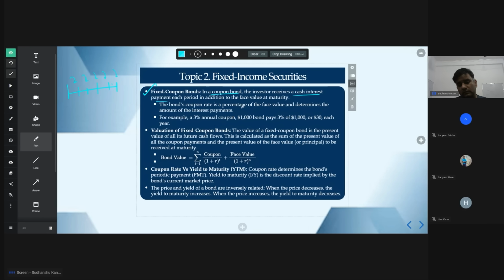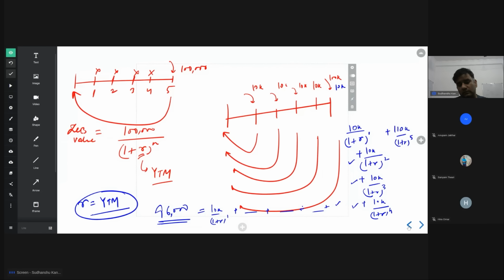A bond's coupon rate is the percentage of the face value, and it determines the amount of the interest payment. A 3% annual coupon on a 1000 bond pays 3% of 1000, which is 30. Valuation of fixed coupon bonds, I have covered already, guys. This is the valuation of your coupon paying bond. All coupons you add, and then the final face value.